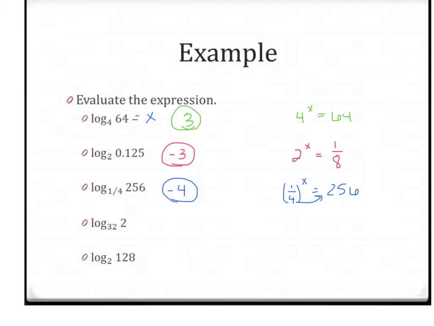All right, so how about 32 to what power is 2? Okay, so now think of fraction exponents. What root of 32 equals 2? It should be the 5th root of 32 equals 2.